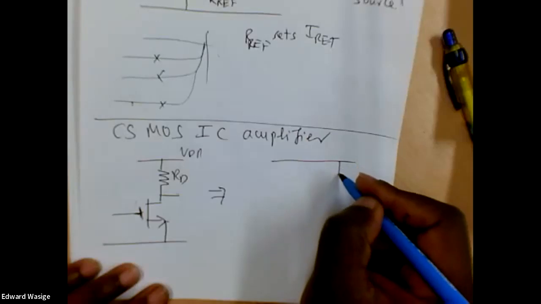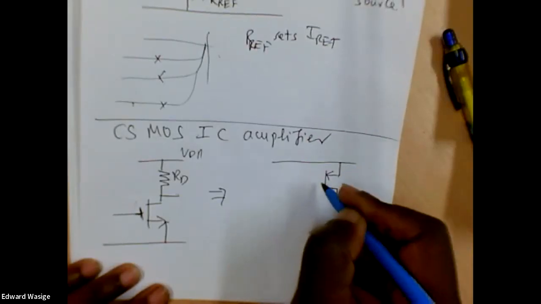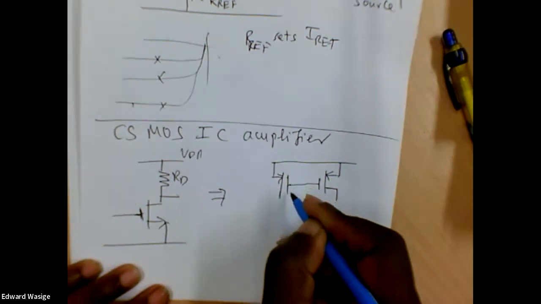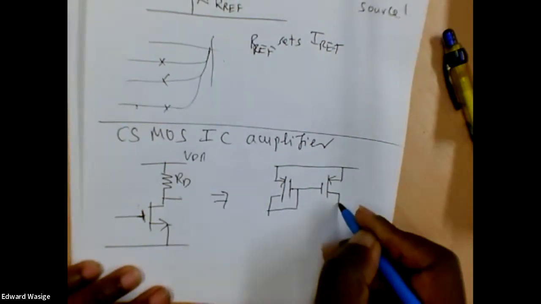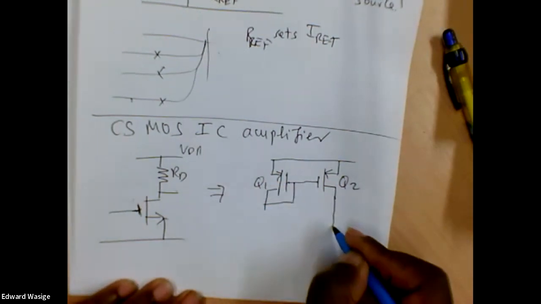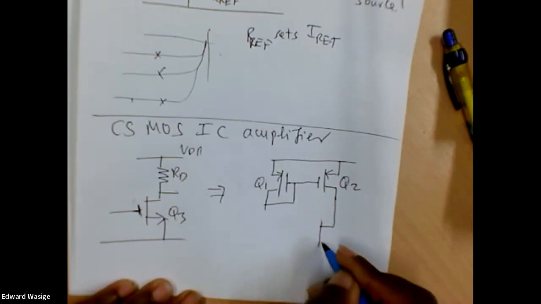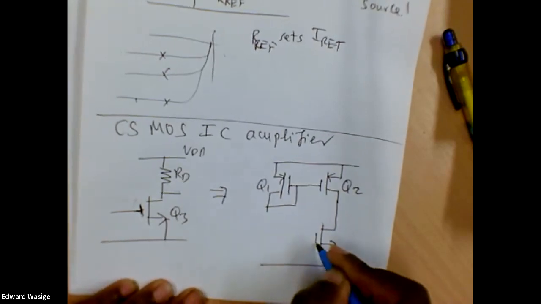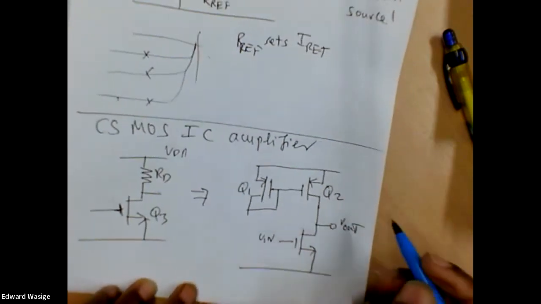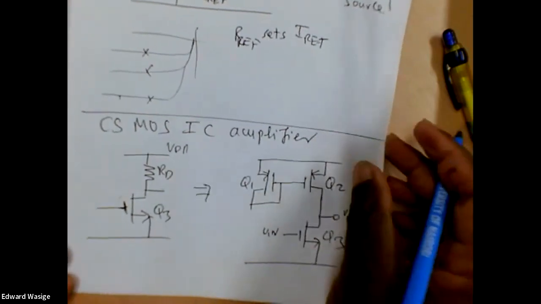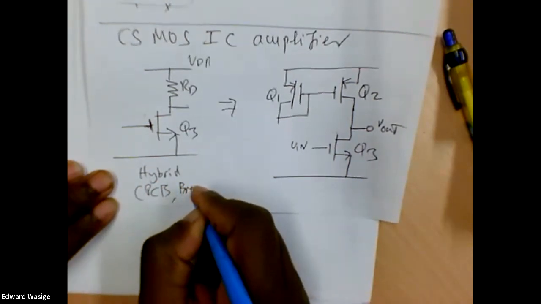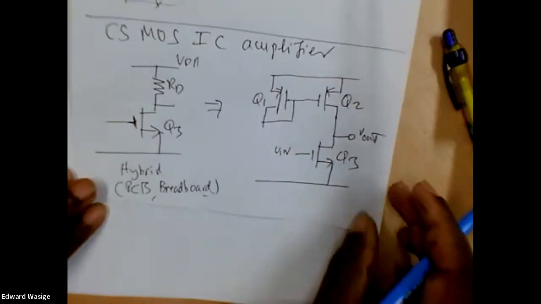So an active load that we use would be a PMOS current mirror. So that would look like that. So Q2 replaces RG, that's Q1. And I'll call this Q3. So V in, V out, and that's my Q3. So in hybrid PCB or breadboard, that's how you do that amplifier.